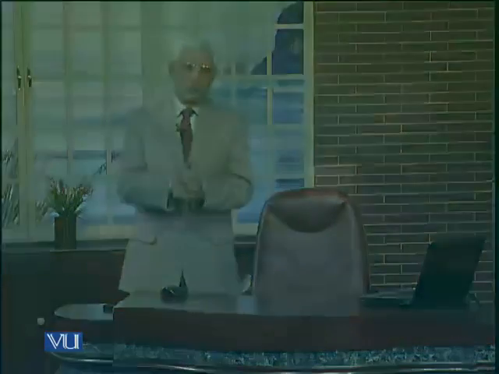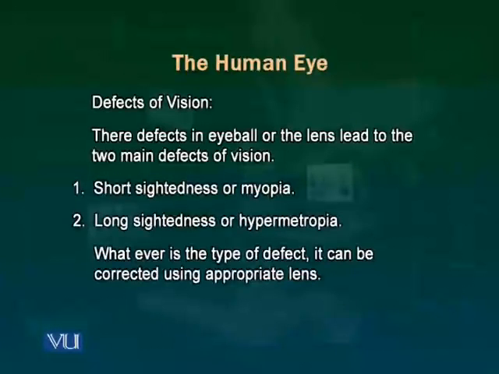These are the two defects of vision which we are going to be discussing. There are other defects, but we are not concerned with them because we are only going to be looking at the two types of lenses which we are going to be using. Now, the two types of defects which do take place: one is short-sightedness or myopia, as it's called. The other is long-sightedness or hypermetropia, as it is called in biology or in normal everyday life.